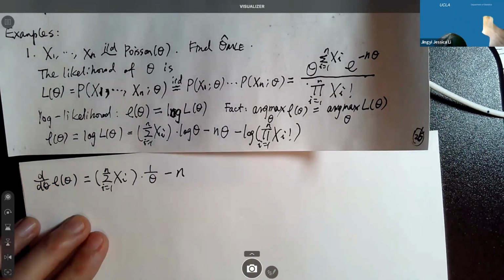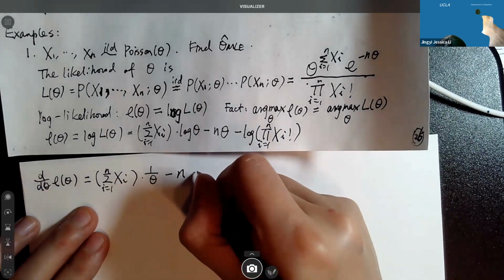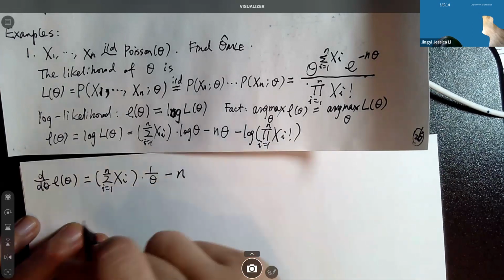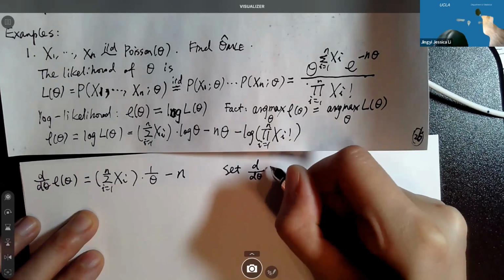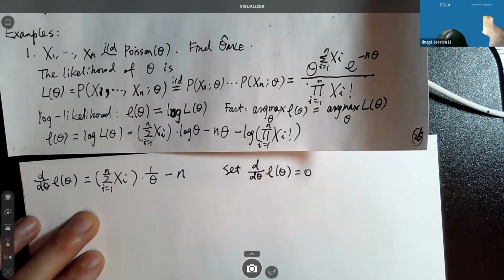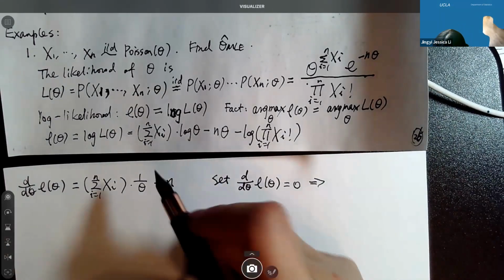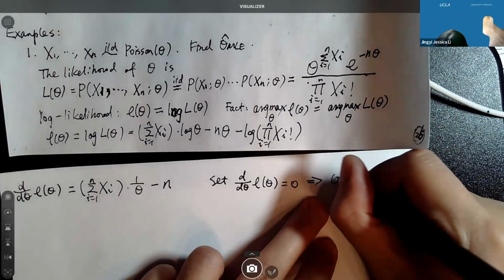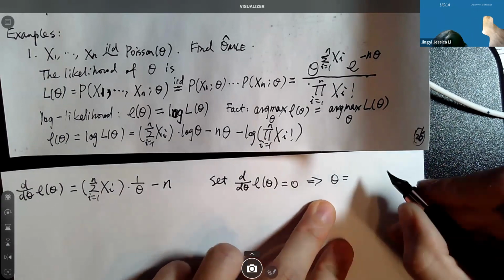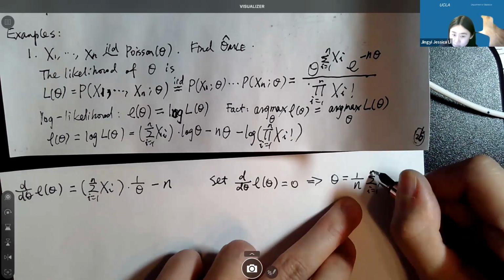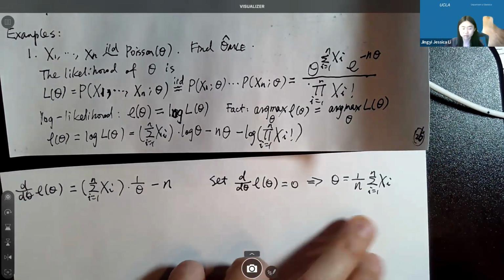And we want to set this to 0. Setting the derivative to 0, we will obtain the theta value. The theta value is just equal to, I'm just writing the result, 1 over n times the summation of xi. This is just our definition of the notation x n bar, the average.